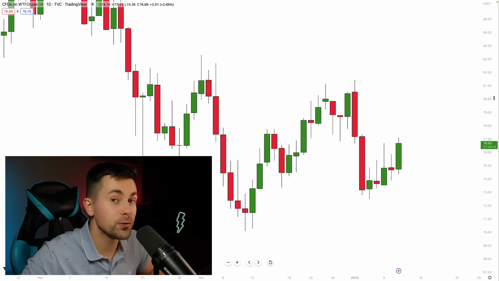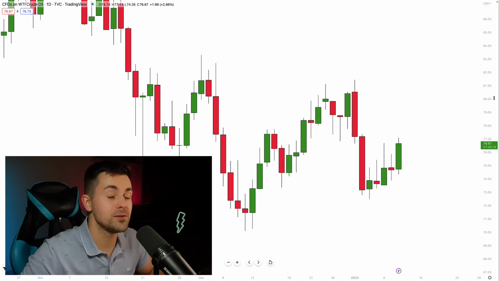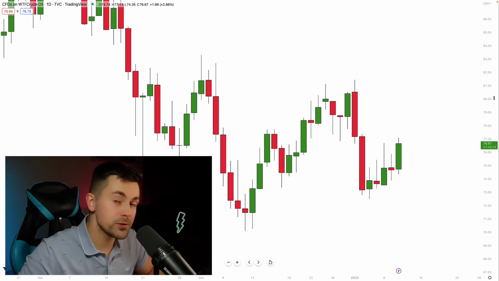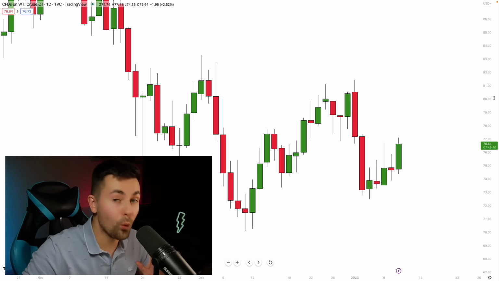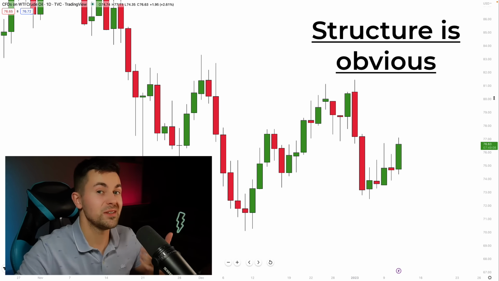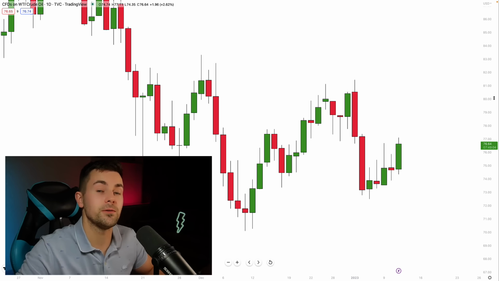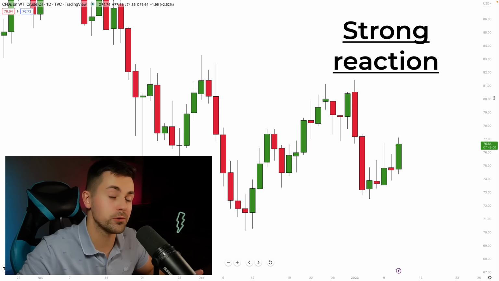So let's briefly repeat the criteria that we discussed for a key structure, and then let's execute the structure analysis on a WTI crude oil. The first mandatory criteria is that the structure is obvious. Yes, and we should easily recognize that. And the second mandatory criteria is that a strong bullish or bearish reaction initiated from this structure.